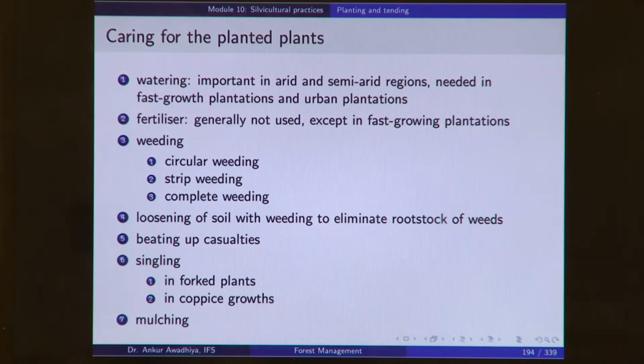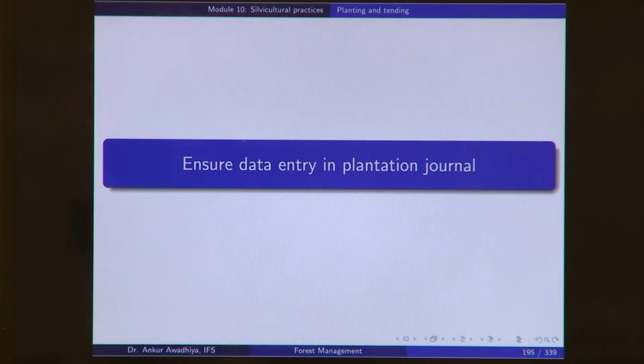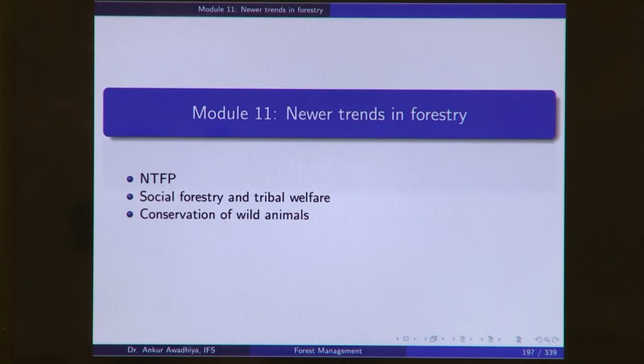Weeding can be done as complete weeding, strip weeding, or circular weeding. Then beating up of casualties is done, where the plants that have died are replaced. Singling operation is done for forked plants and in coppice growths, and also mulching may be required, and at all stages you ensure that data entry is done in the plantation journal.